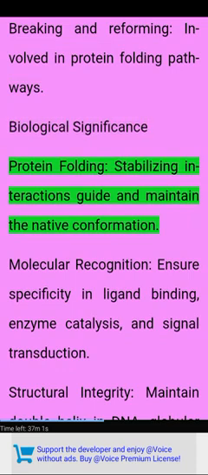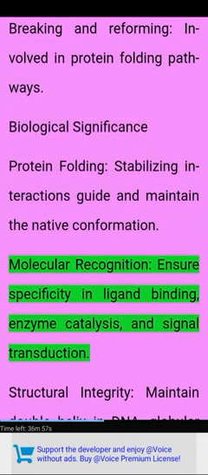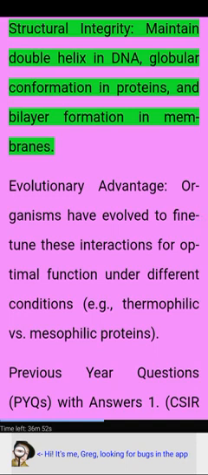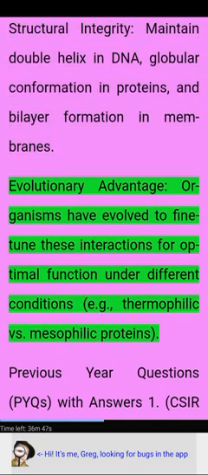Biological significance. Protein folding: stabilizing interactions guide and maintain the native conformation. Molecular recognition: ensure specificity in ligand binding, enzyme catalysis, and signal transduction. Structural integrity: maintain double helix in DNA, globular conformation in proteins, and bilayer formation in membranes. Evolutionary advantage: organisms have evolved to fine-tune these interactions for optimal function under different conditions, e.g., thermophilic versus mesophilic proteins.